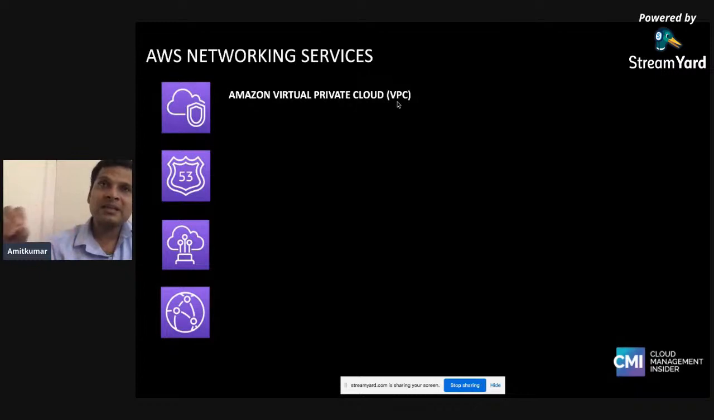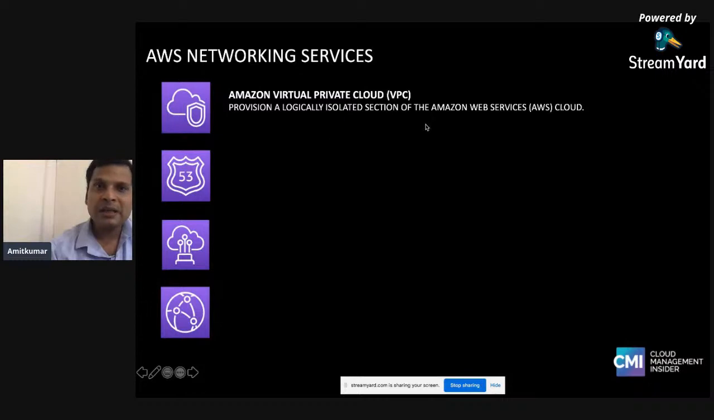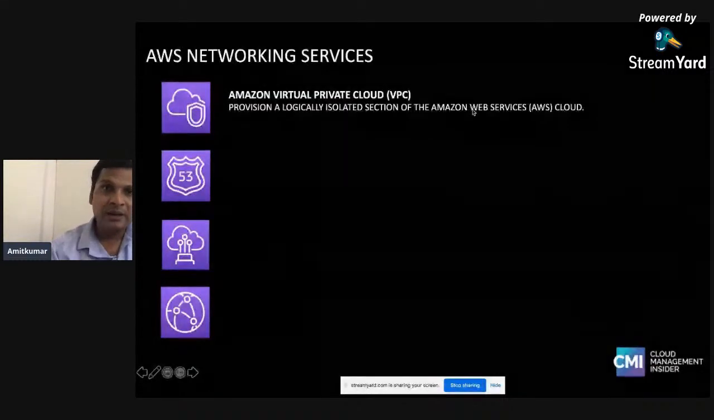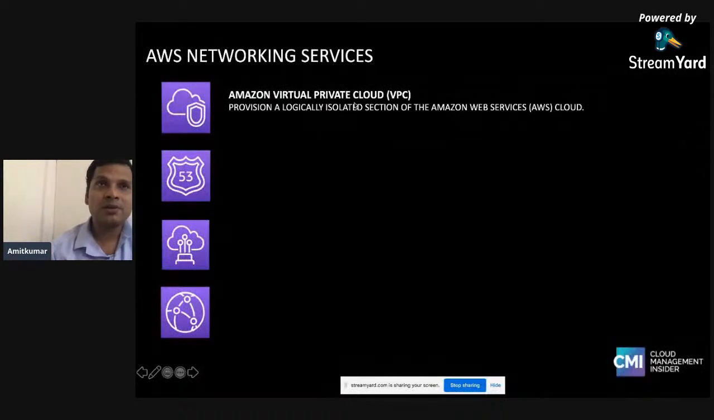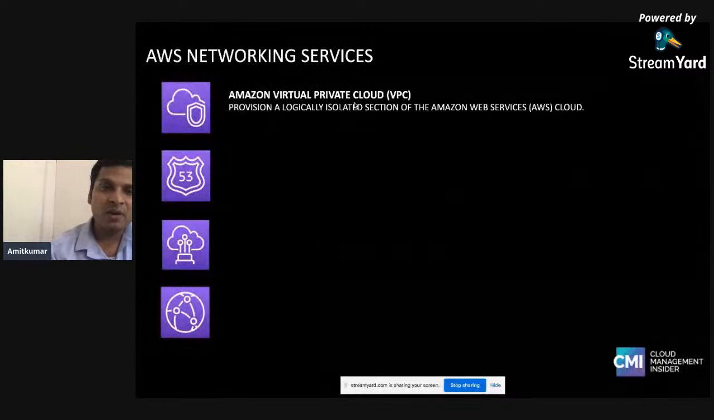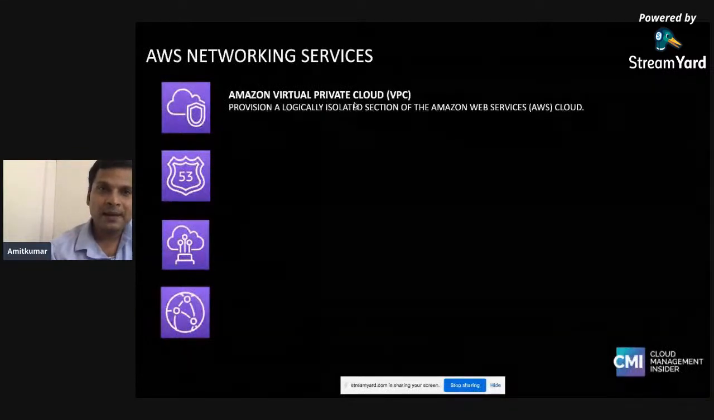These are physically set apart, right? So that's the power of cloud, wherein, compared with laying down your LAN cables, I'm actually laying down my network in different data centers. You provision a logically isolated section of Amazon Web Services. Once you have created this network, you can start turning on your services. You can start your VMs, your platform services, and everything, right?